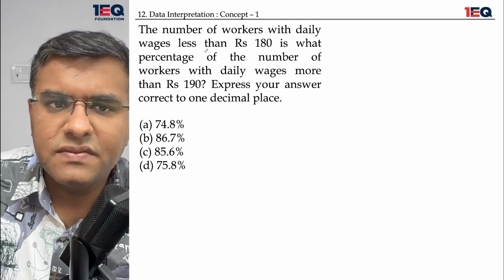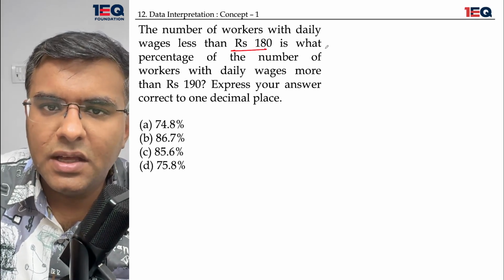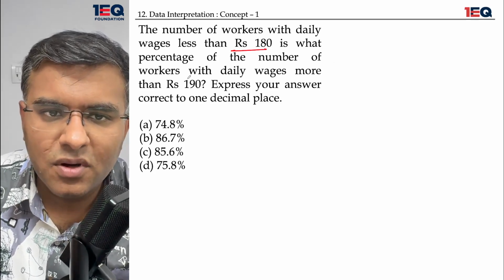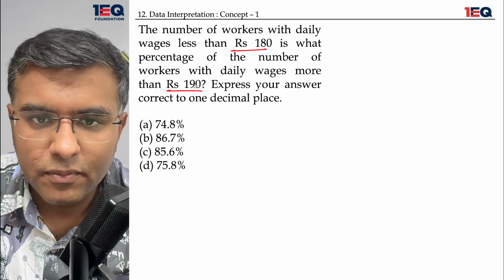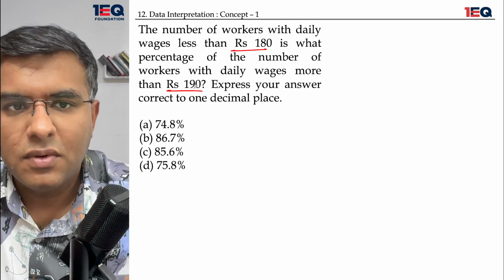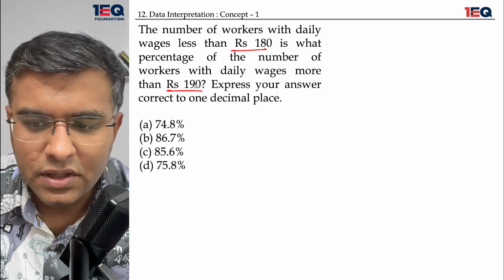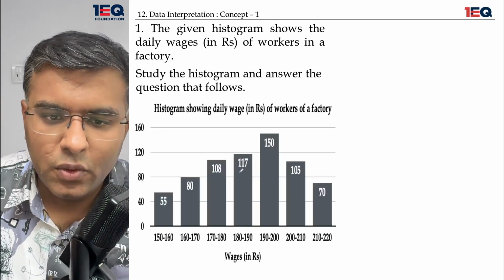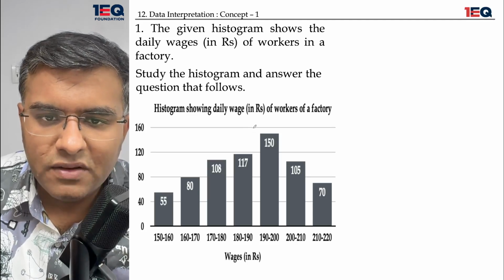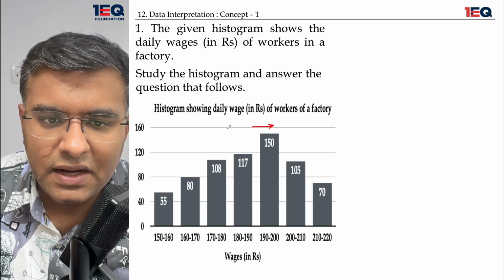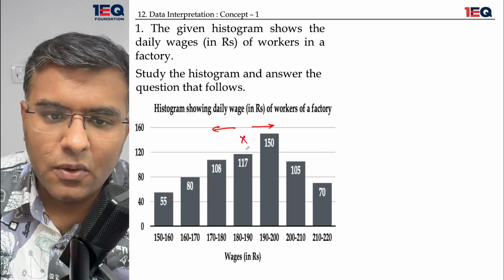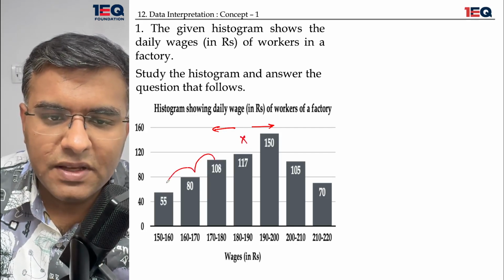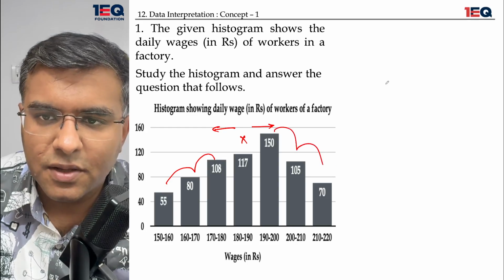The number of workers with daily wage less than 180 is what percentage of the number of workers with daily wages more than 190? More than 190 is on this side and less than 180 is on this side. So 117 would not be accounted for. I'll be adding up these three and I'll be adding up these three.